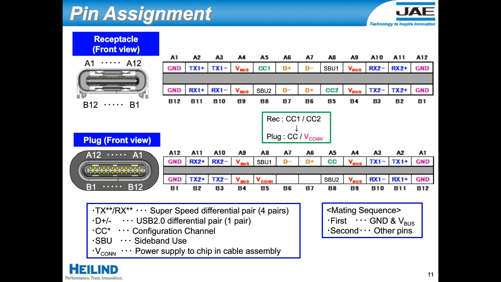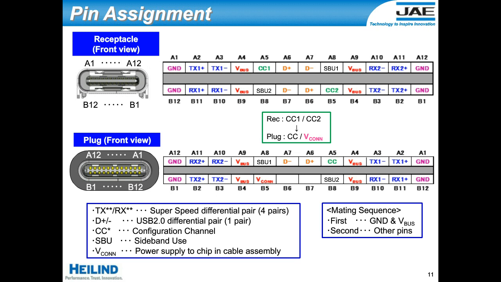You can also see the 4 super speed pairs that are in blue, and basically the increase in number of pairs is required to support many of these alternate modes that require video transmission, since a lot of those video transmission standards do require 4 high-speed pairs. In normal USB operation, only the D plus, D minus pins and one set of the super speed transmit and receive pairs is actually used.